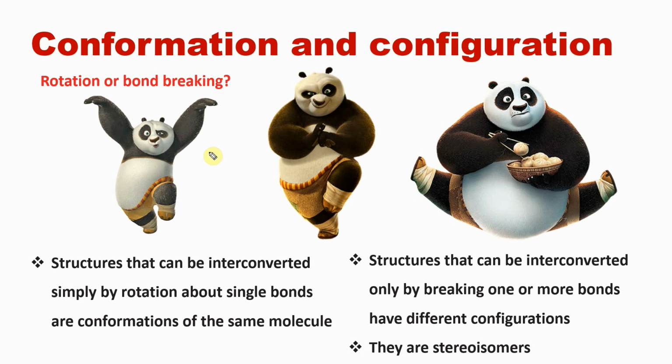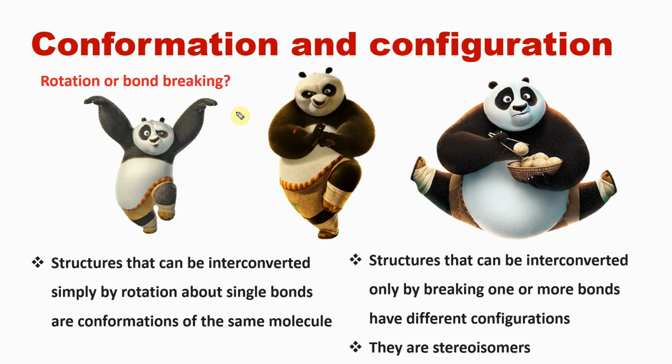So in different shapes, but your right hand is always on the right, the left hand is always on the left, correct? So that is called a conformation. So do you need to break any bonds? Not really. It's basically rotation. So this is all rotation.